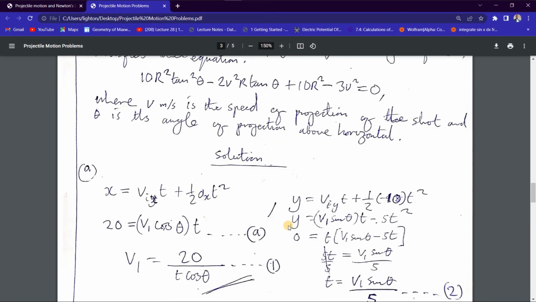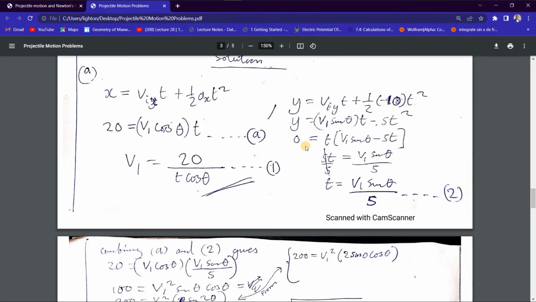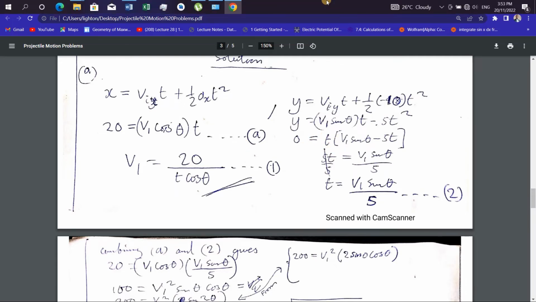Okay, and 0 equals t. I've factored out t here since it's common. t open brackets v1 sine theta minus 5t. So we can have two equations: t equals 0 and v1 sine theta minus 5t equals 0. The only part I've taken is v1 sine theta minus 5t, because t equals 0 is just the initial point of projection. Even if the displacement was 0, of course, because it was at the origin, the displacement was 0.